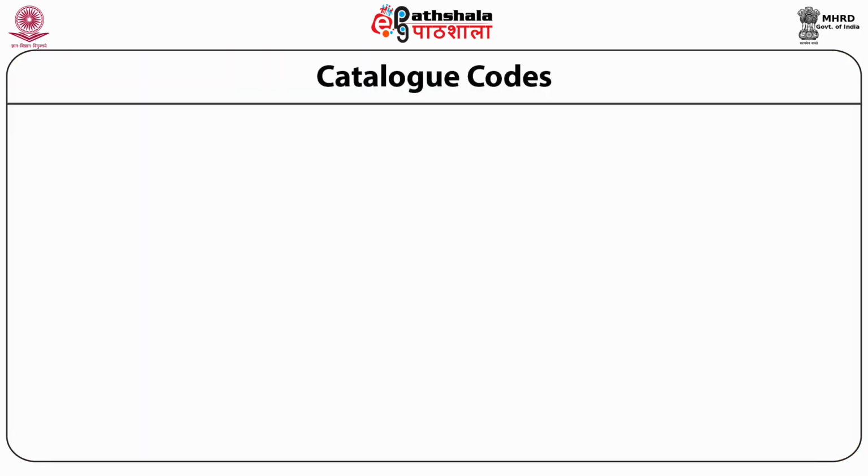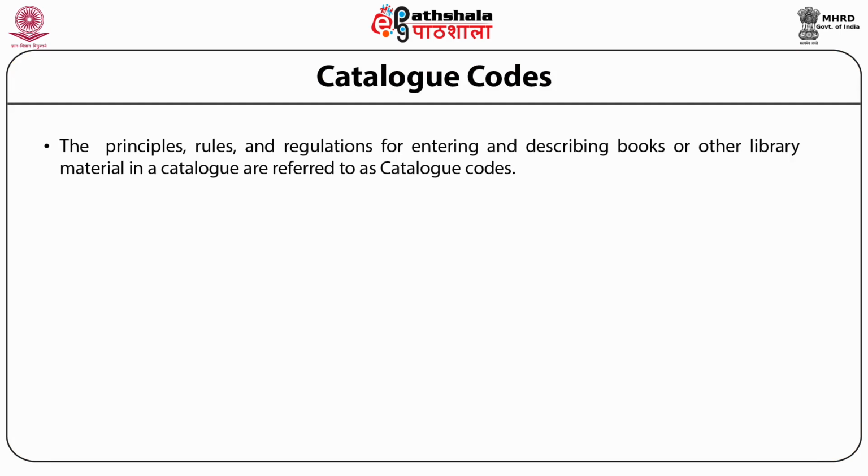We have already seen what cataloging is all about. Let's now know about cataloging codes. The principles, rules and regulations for entering and describing books or other library material in a catalog are referred to as cataloging or catalog codes.